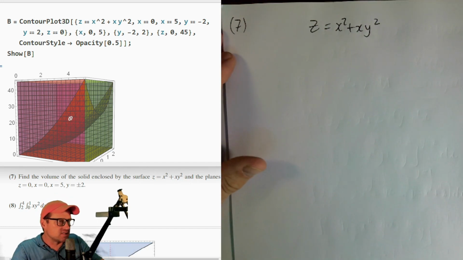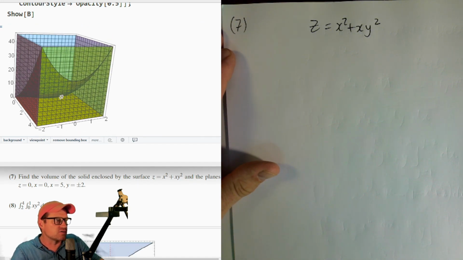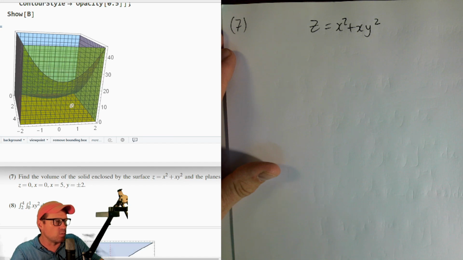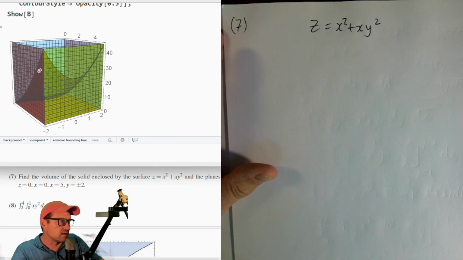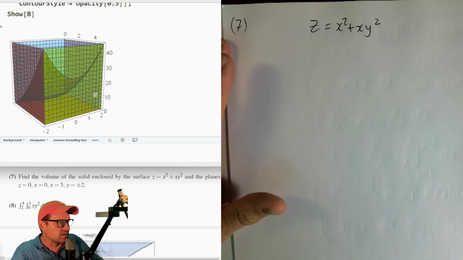Okay, so that's what we see here. We're calculating the volume under this surface here within this box. So our box goes from 0 to 5 in the x's, and the box goes from minus 2 to 2 in the y's. And then it looks like the highest corner of this is around 45 or so, but I'm not sure. Okay, so we're calculating the volume under this.